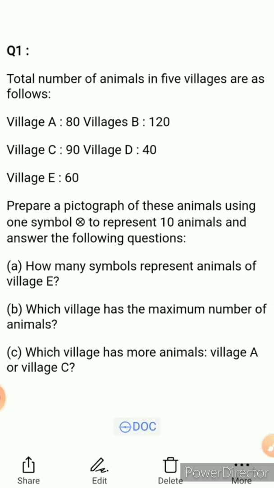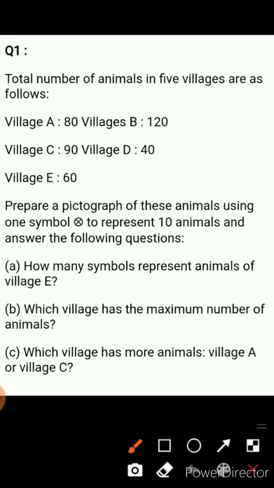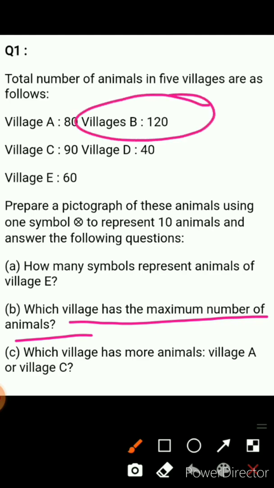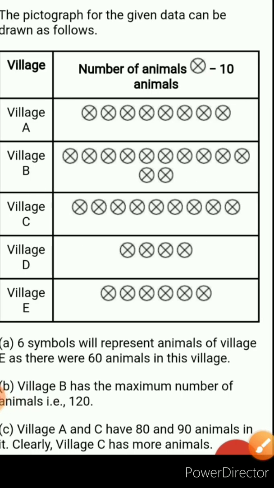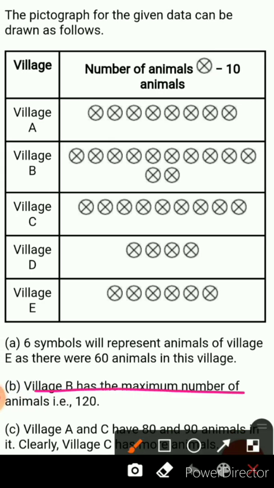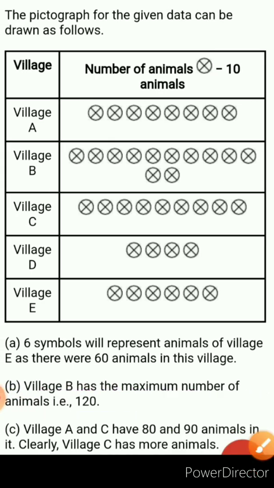And now come to the next part. The next question is, which village has the maximum number of animals? So as you can see here, village B has the maximum number of animals. So your answer is village B. Village B has the maximum number of animals, and that is 120.